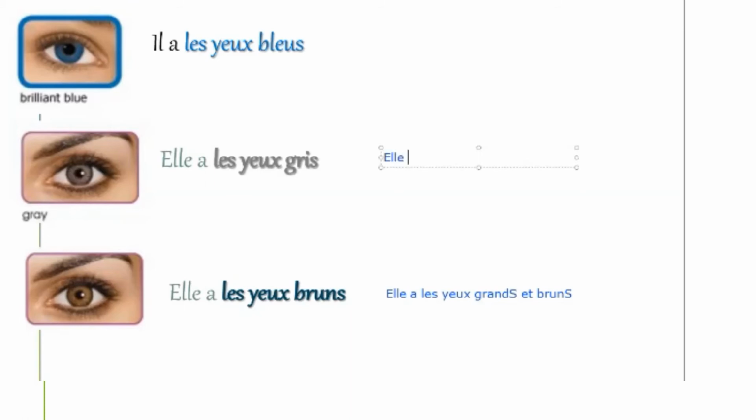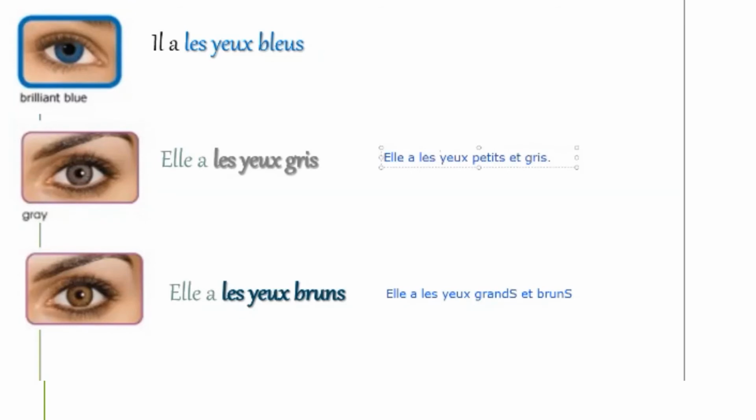Elle a what? Elle a les yeux small. How do you say small? Petits. Very good. Petit, not petite. Petite is the E one. Okay, she has small. How do you say gray now? Gris. Thank you very much. Elle a les yeux petits et gris. She has small gray eyes.